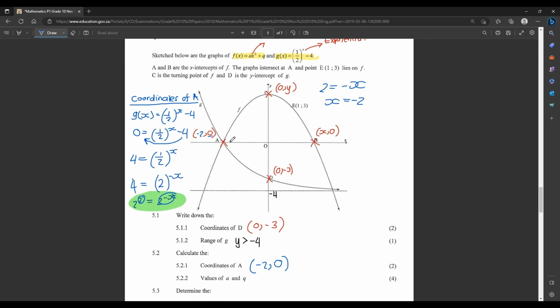The next thing we can look at is how to work out the values of a and q. So I'm just going to clear up the screen a bit and then we can have a look at that one.